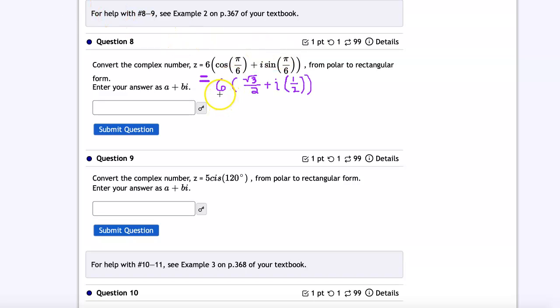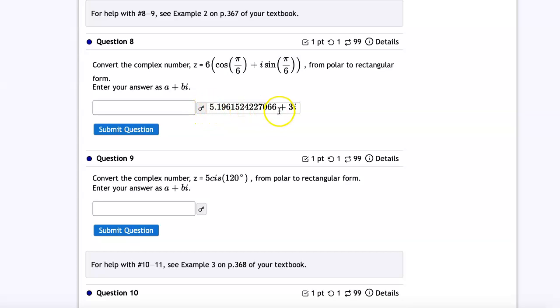Then next we distribute the 6, and we end up with 3√3 plus i times 3. But if we're going to rewrite this in the standard form, then we need to rewrite it with the i on the right-hand side. So this would be 3 times the square root of 3 plus 3i. Now here, they did not write it as 3√3. They wrote it as a decimal approximation, but you still need to write it as 3√3.